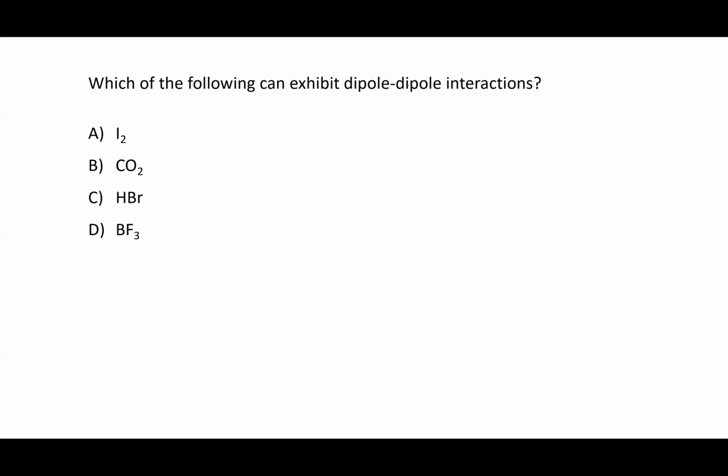So if you consider the first one, this is iodine, right? It's a linear molecule with a completely covalent nonpolar bond. So that's a nonpolar substance. So you're not expecting dipole-dipole interaction in a nonpolar substance. Carbon dioxide, if you draw the Lewis structure, it should be a linear molecule that looks like this.